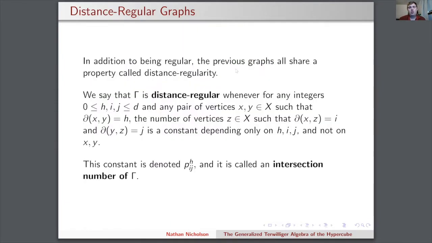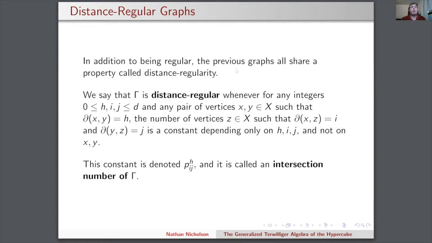In addition to being regular, all those previous examples share a property called distance regularity. Again, some of this should be familiar, but we say that gamma is distance regular whenever for any integers h, i, and j between 0 and d and any pair of vertices x and y such that the distance between x and y is h, the number of vertices z such that the distance between x and z equals i and the distance between y and z equals j is a constant depending only on h, i, and j and not on the vertices that we chose. This constant, we denote it by p^h_ij, and it's called an intersection number.